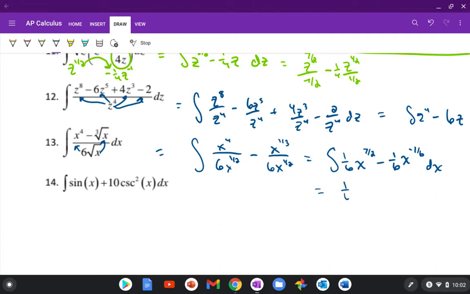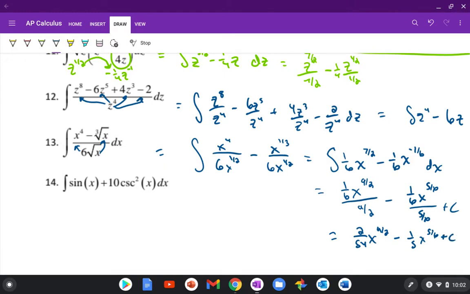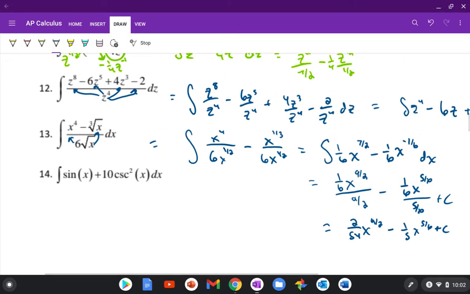So we add 1, so it'll be 1/6 x to the 9/2 divided by 9/2 minus 1/6 x to the, let's see, 5/6 power when you add 1, divided by 5/6 plus c. And then simplifying that, you take the bottom, flip it, so it becomes 2 over 54 x to the 9/2 minus, flip that one and multiply, actually becomes 1/5 x to the 5/6 plus c. And then you could reduce that 2 over 54 to 1/27. Okay. So that's just a brief intro on how to do that.